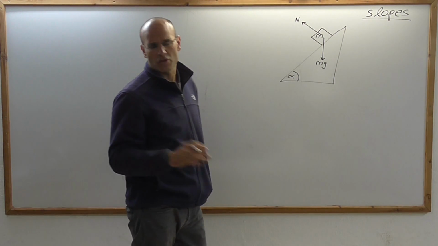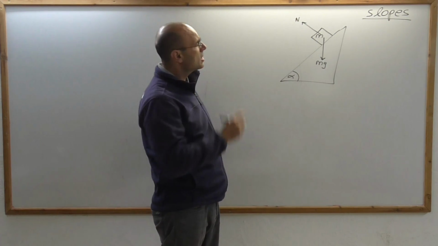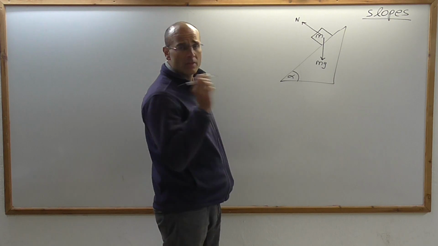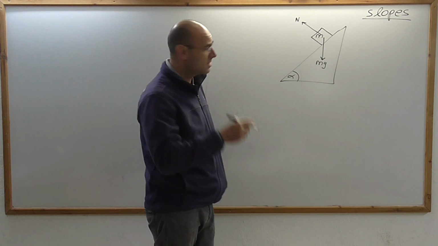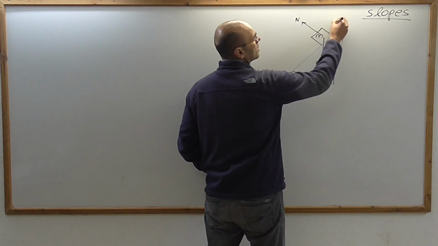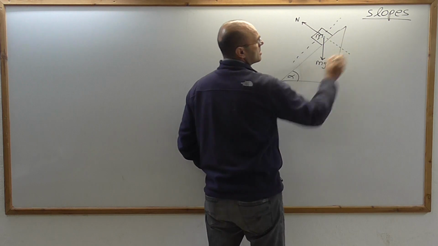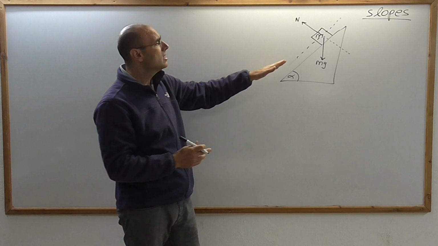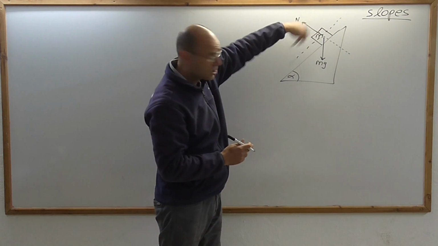Suppose now we don't have friction. So what will happen to this object? This object will obviously go down the slope. If I want to do the x and the y axis, I must choose this x and this is the y axis, because the x axis must be with the acceleration, which is downwards.